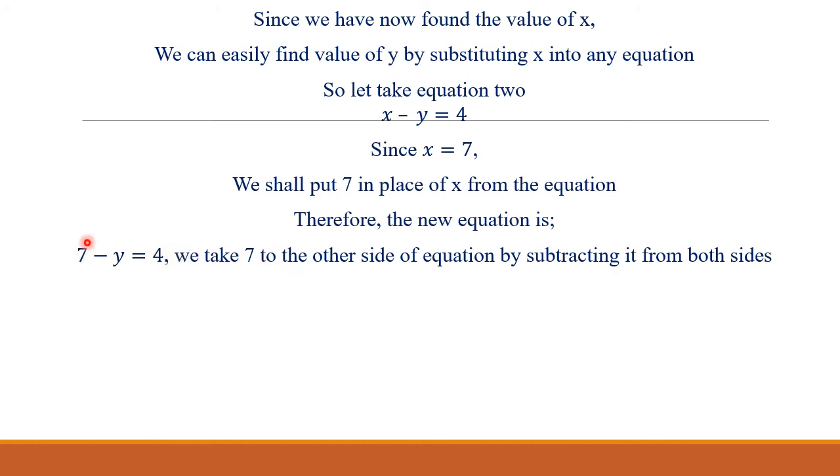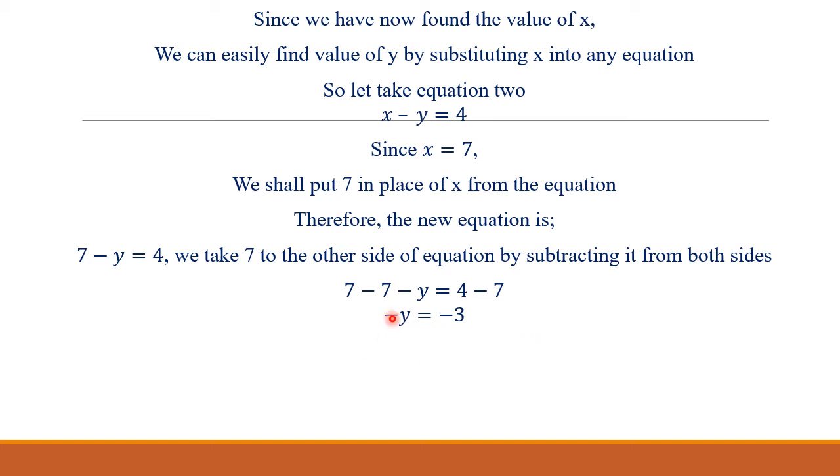So what do we do in order to remove 7 here? We have to subtract 7 from both sides of the equation. So 7 minus 7, and this minus here wasn't for 7, it was for y, so it remains as minus y. It's equal to 4 minus 7. If you subtract 7 from 7, you remain with 0. So we have 0 minus y is equal to 4 minus 7, which is equal to negative 3.